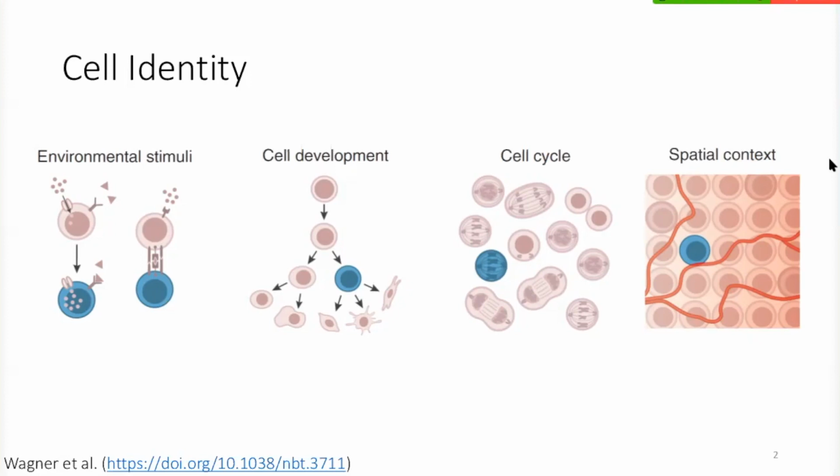This is a picture from a paper that I think it will be very nice to read from Wagner et al. It's basically on what determines a cell identity, right? So they put forward 4 things. So environmental stimuli, for instance, the developmental trajectory, where is that cell coming from? The cell cycle, which we talked a lot about also yesterday, spatial context, what's the environment in which this cell interacts, and so on. So all these things determine the cell identity that you somehow measure or try to capture with the transcriptome, right?